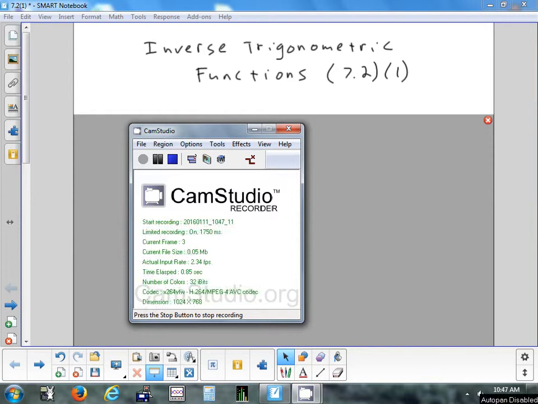So we're going to start out by looking at section 7.2. As I said, today and tomorrow. 7.2 is on inverse trig.